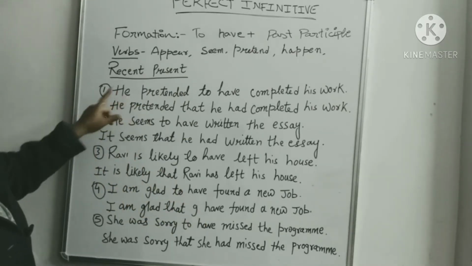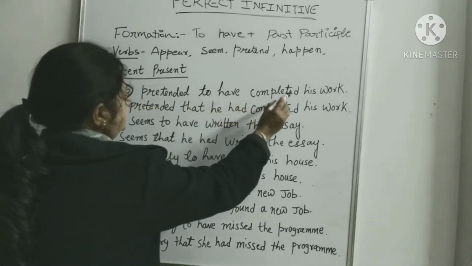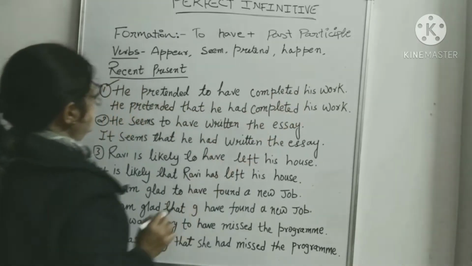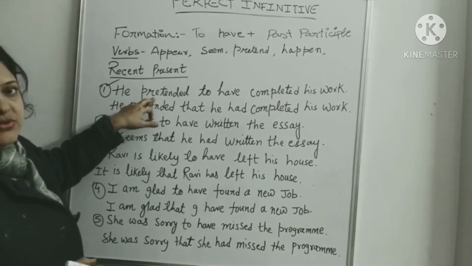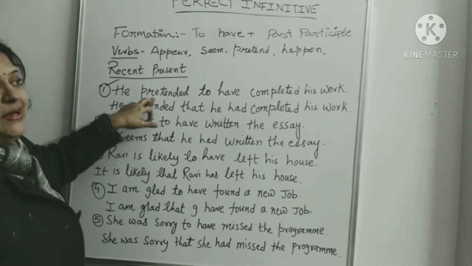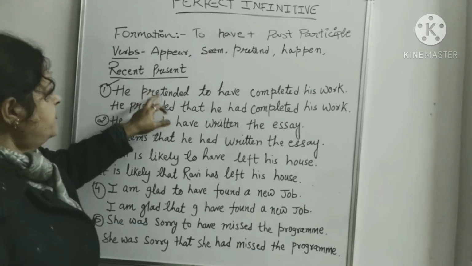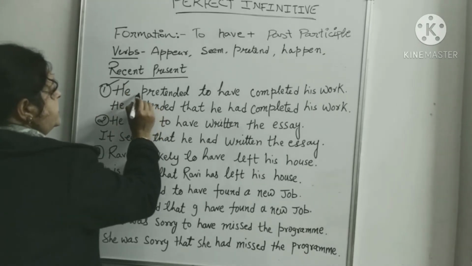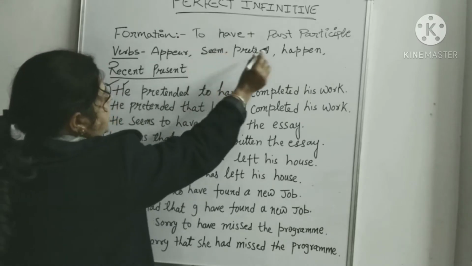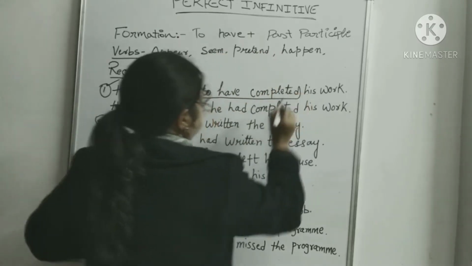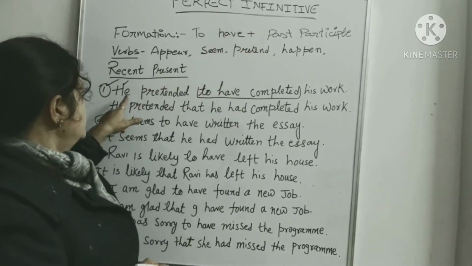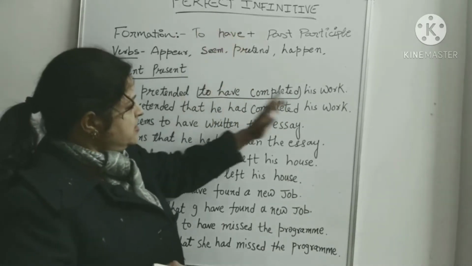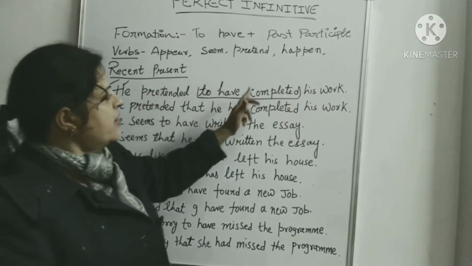So we see here, he pretended to have completed his work. This is the first sentence. Pretended means, we all know, उसने बहाना किया, he made excuses. First we'll see the formation: he, subject, then pretended, this is the verb, and then to have plus past participle. So this is the formation of perfect infinitive. First subject, then verb, then to have completed. Understand? His work. So he pretended to have completed his work.